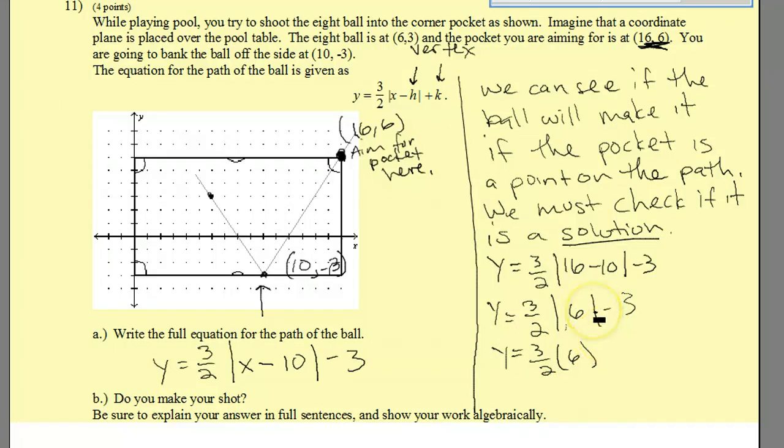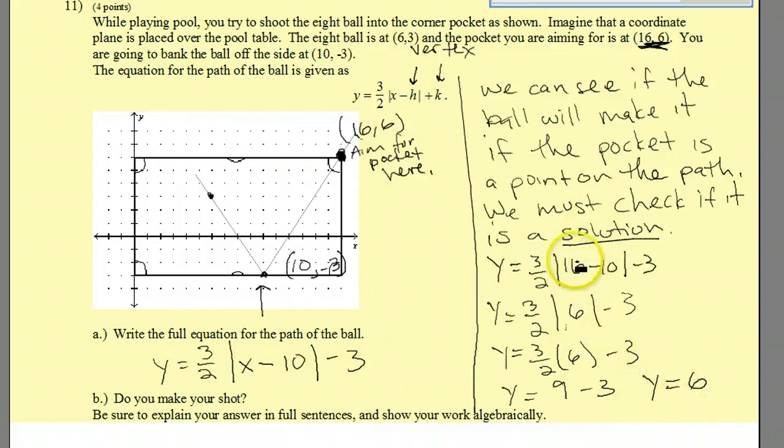And when we're working with fractions, remember, we can just think multiply by the top, then divide afterwards by the bottom. That fraction just means division. So 6 times 3 is 18, divided by 2 is 9. And if we see, we get y equals 9.